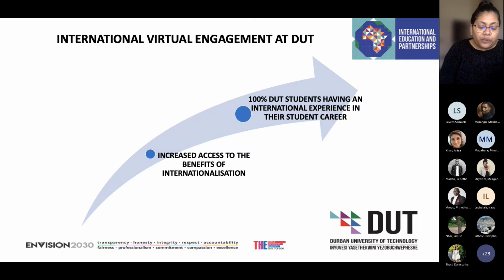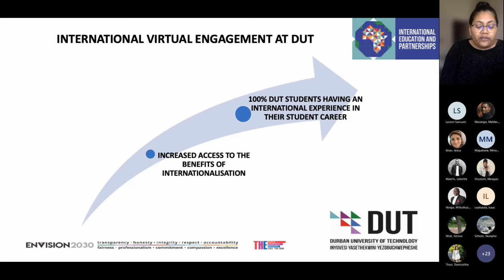Less than 1% of the student population in Africa are able to participate in study abroad opportunities. The most prominent challenge is access due to lack of funds needed to facilitate such participation. At DUT, international virtual engagement, including COIL and global learning programs, have allowed for increased access to the benefits of internationalization of higher education for all DUT students. By systematically and strategically increasing opportunities for students and staff to engage internationally using the virtual space, we have been able to increase access to international experiences for DUT students.